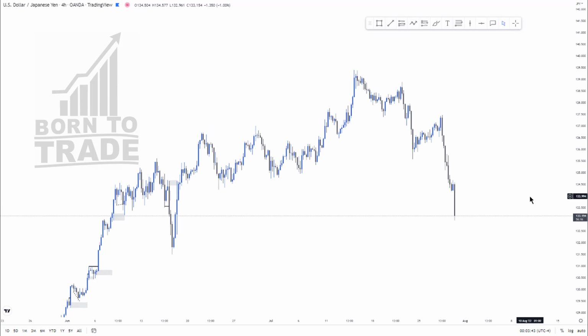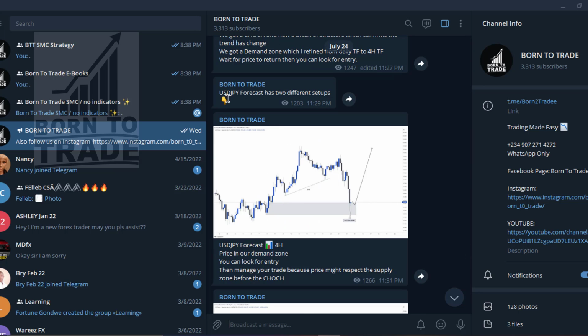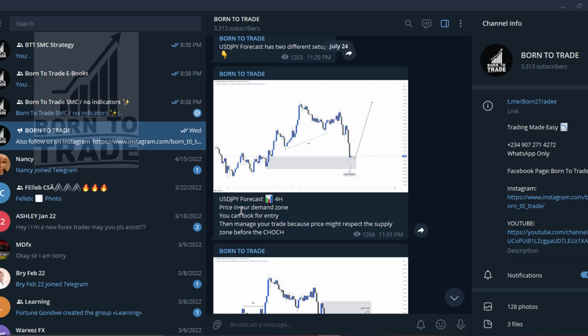Let's get down to the examples, and this example I shared on my Telegram channel this week. You can see it from here. USDJPY forecast has two different setups. So you can see the first example. I said price is in our demand zone. You can look for entry, then manage your trade, because price might respect the supply zone before the Choch.